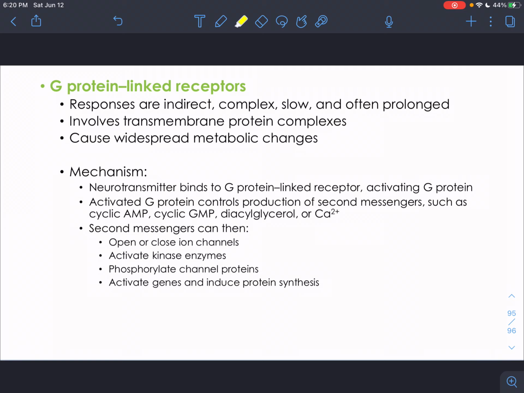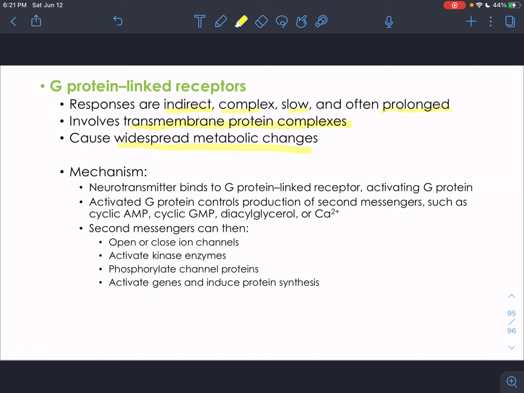But G protein receptors, again, are going to be indirect responses. They're going to be very complex, slow, and prolonged, meaning their results are going to stick around for a long time. They involve what are known as transmembrane protein complexes, so proteins that go through the membranes and are going to be a lot of different proteins working together. And typically it's going to be widespread metabolic changes.